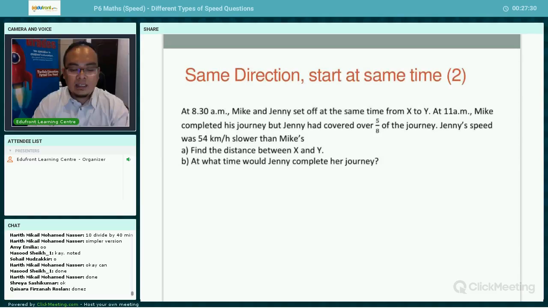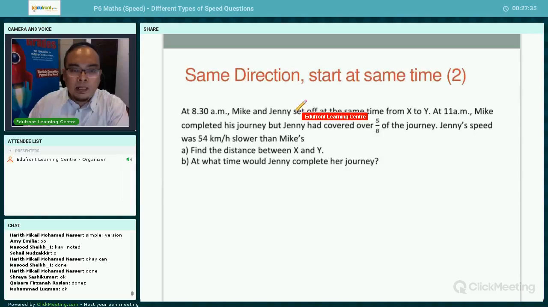Okay, very good. Now, at 8:30 a.m., Mike and Jenny set off at the same time from point X to Y. So you can see here that at 8:30 a.m., both of them set off at the same time. So they start in the same direction, starting at the same time. At 11 a.m., Mike completed this journey, but Jenny had covered only 5/8 of the journey.